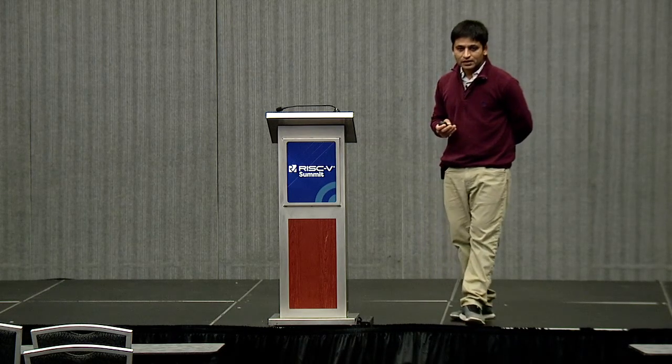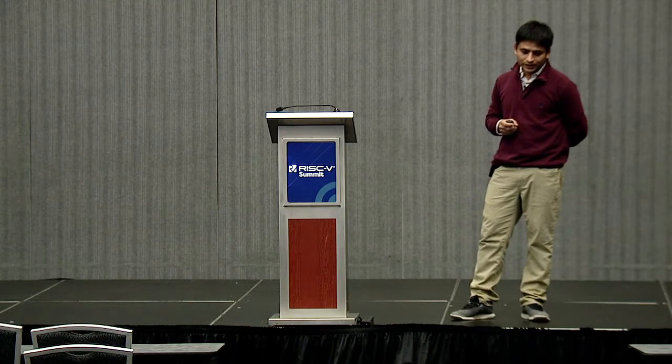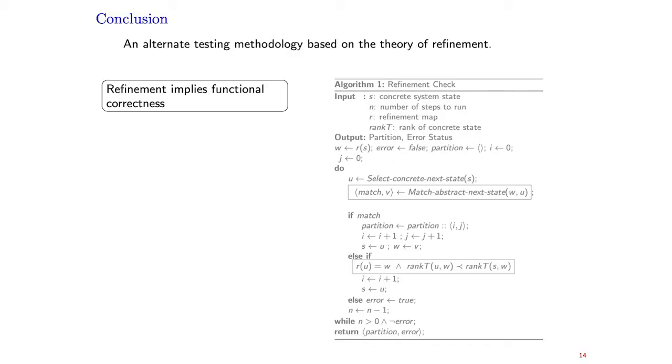So I'll quickly conclude here. This is an alternative testing methodology. It is grounded in the theory of refinement. The good part about property-based verification is that if I write a property today, tomorrow, if I use a suitable language to write those properties, I can use it for formal as well. And the same thing holds true for refinement. If I use an appropriate language to describe this checker, this can actually be used to formally verify.